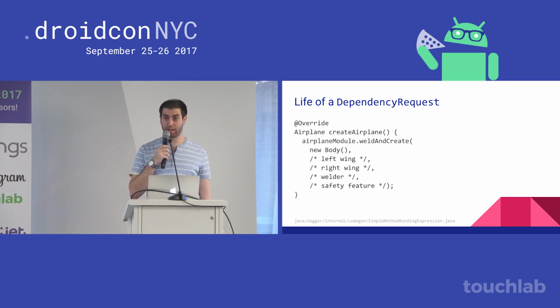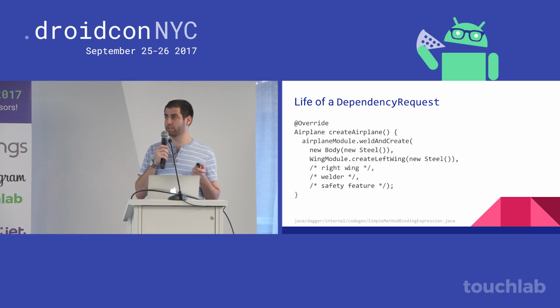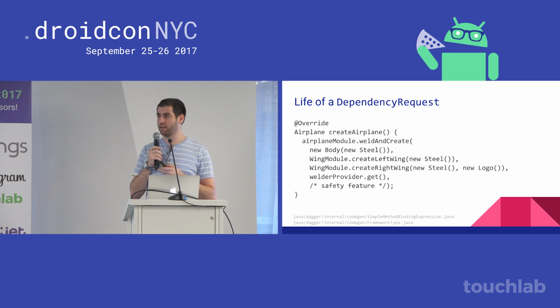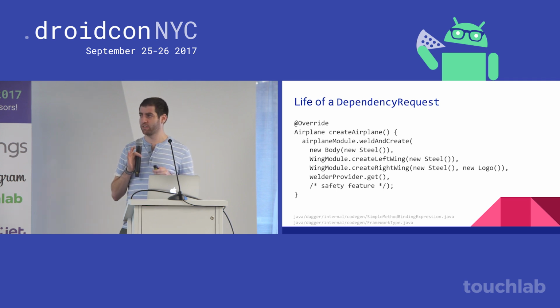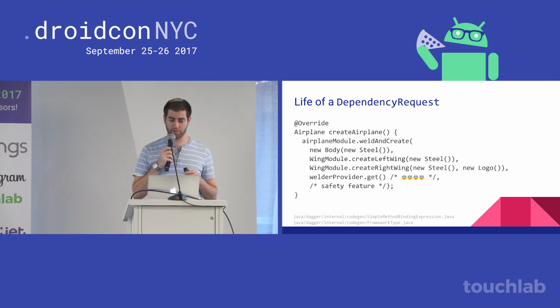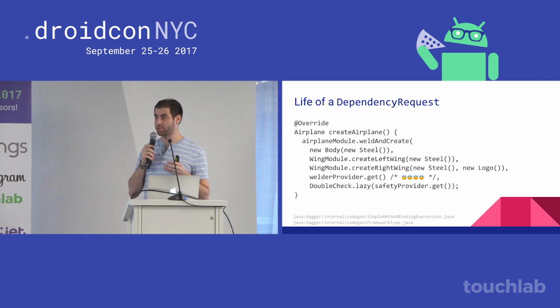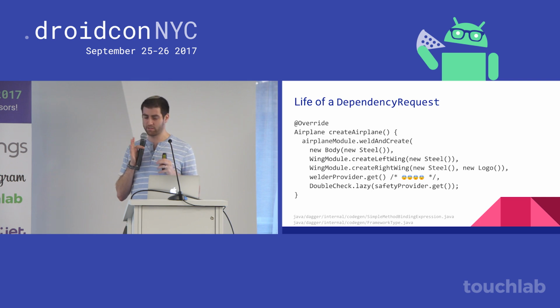We're going to need the body object, obviously, and a body object needs steel. So you can notice right away that this all happens recursively. Left wing also needs steel, right wing needs steel, and a logo, of course. And then we have this welder provider.get, which is a little strange. A little emojis for everyone. And then even more strange, we have this double check lazy safety provider. Sorry, that get is extraneous.